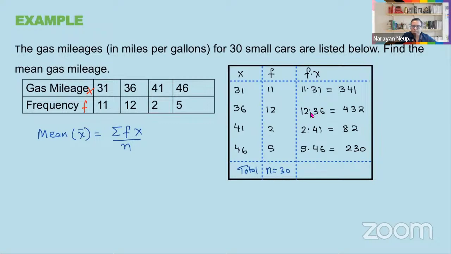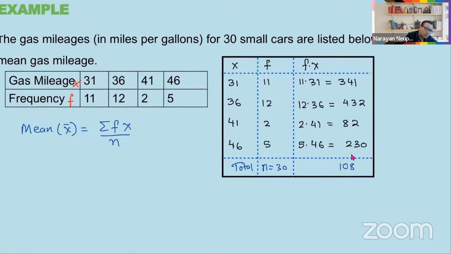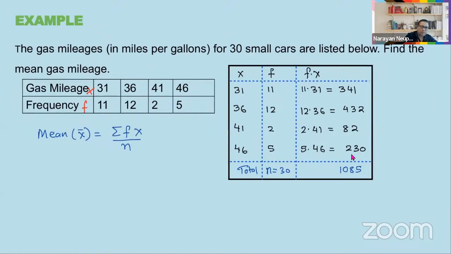N is equal to 30, because if you add all frequencies, that will give you the sample size n. And in the formula, I need the sum of f times x. We need the summation of these values: 341 plus 432 plus 82 plus 230. That is how much? 1085. Okay, great. You can check it one more time, because I can see that the last digits are 2, 2, and 1, so it should be 5,085.